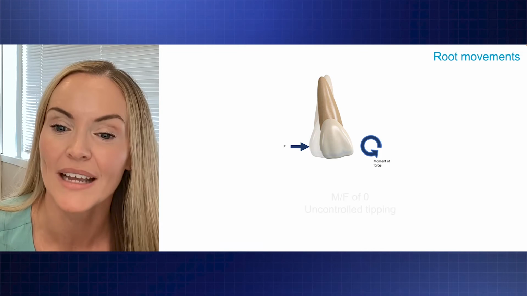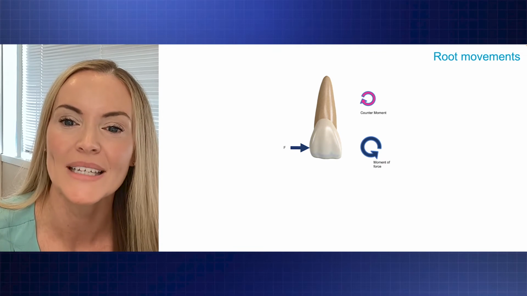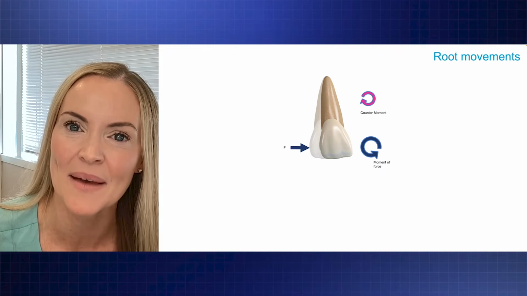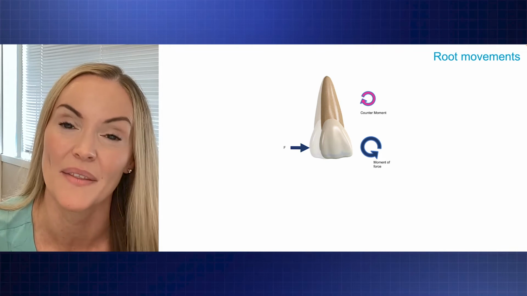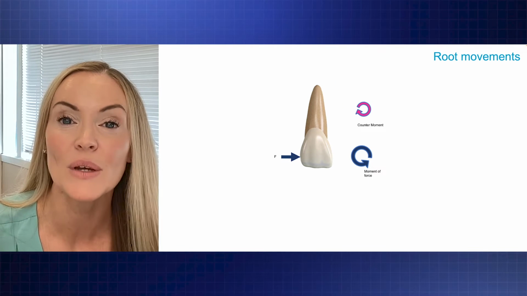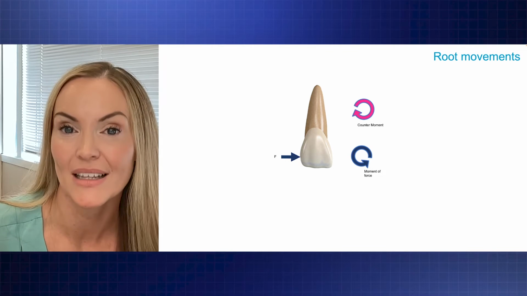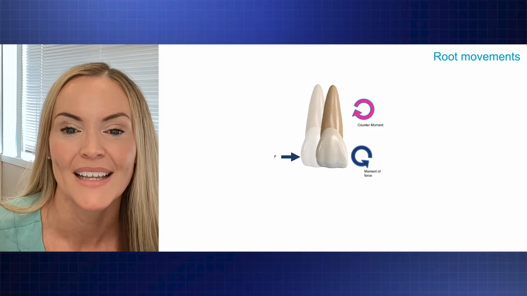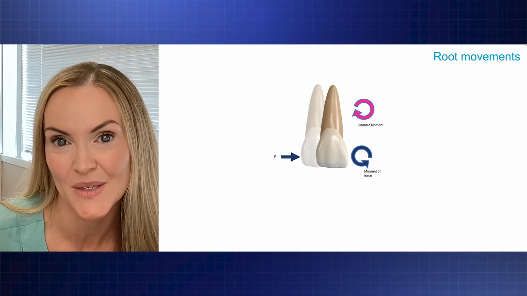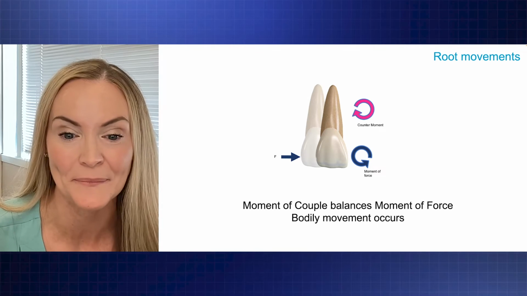Now, if we want to counteract that moment of force and we don't want uncontrolled tipping, maybe we'll place a small counter moment. A small counter moment will still have a tendency to tip, but now the center of rotation is around the apex. That's called controlled tipping. If we want bodily tooth movement, we need to make sure that counter moment can balance out the moment of the force. So as we're trying to move teeth bodily, we need to make sure that we're using attachments and perhaps building that counter moment into our treatment plan.